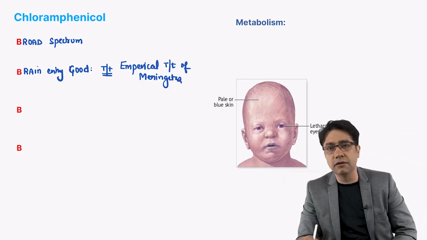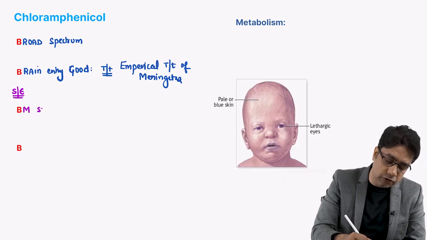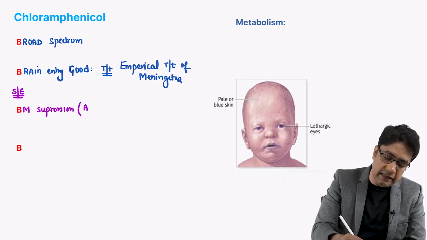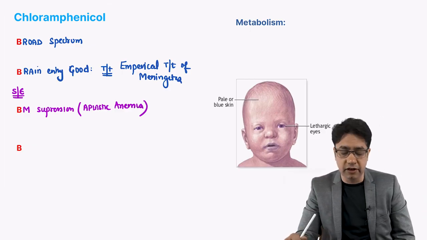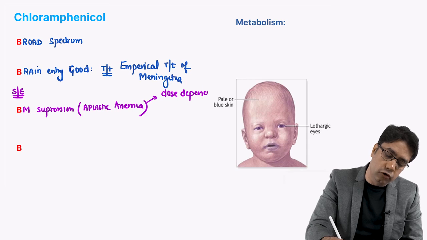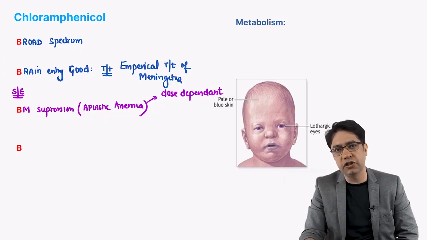So now let's talk about the side effects of chloramphenicol. The dangerous side effect of chloramphenicol is it causes bone marrow suppression. Bone marrow suppression can be written as aplastic anemia. Now this aplastic anemia shows 2 patterns with chloramphenicol. First type, it can cause dose dependent aplastic anemia. Dose dependent means if we give higher dose, then bone marrow suppression will happen.